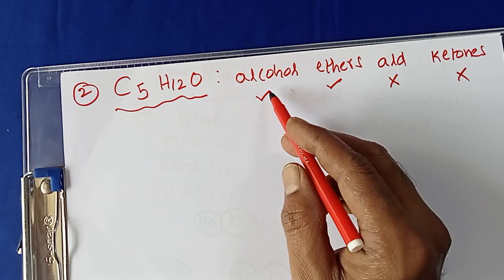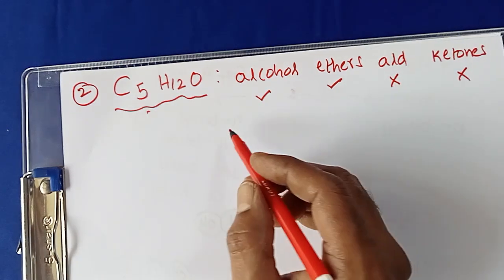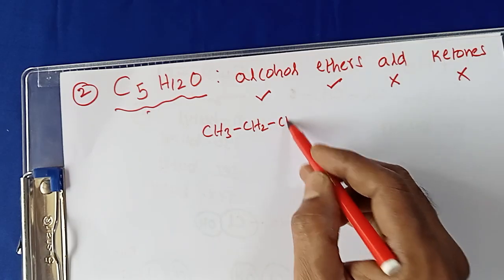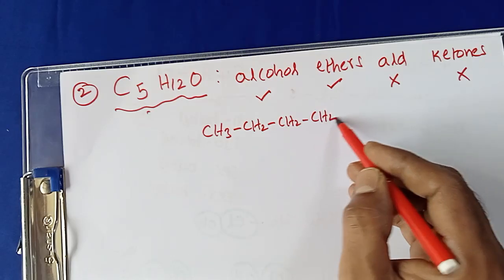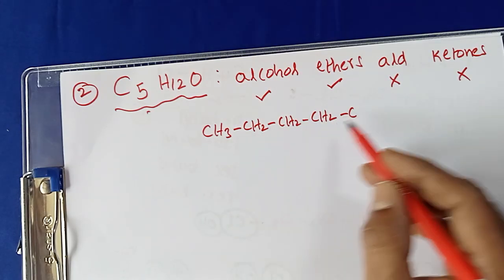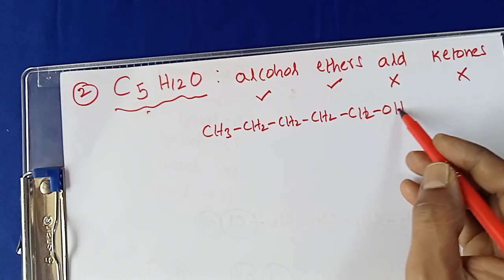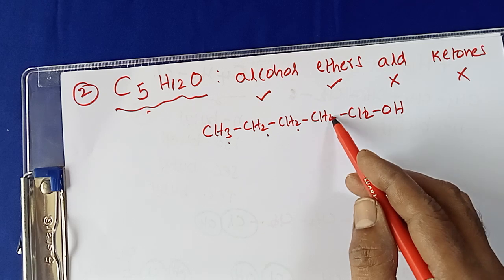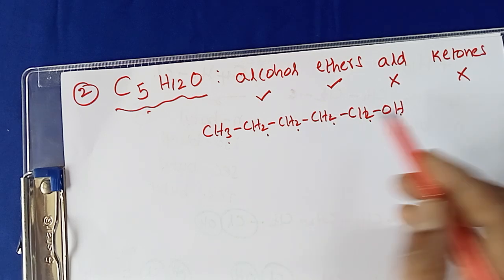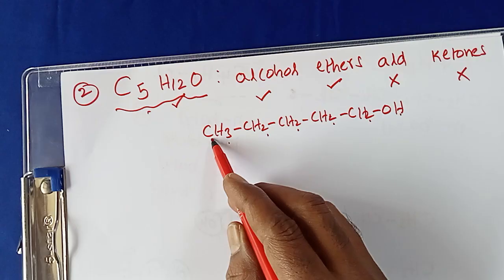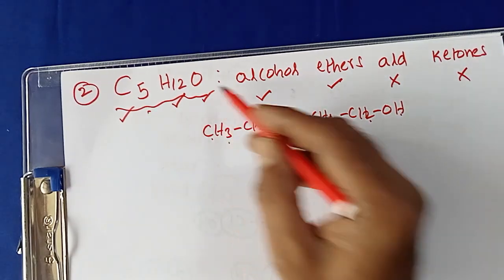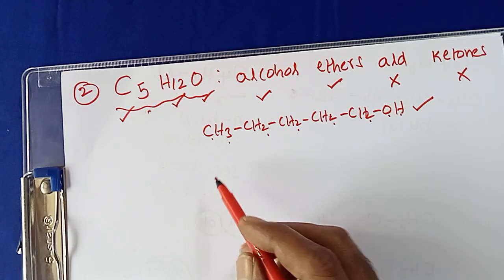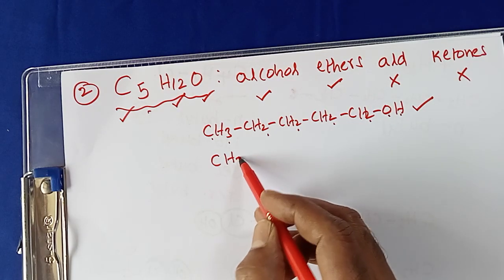You can cross check whether alcohol is possible or not. For a 5 carbon alcohol, you write down one alcohol: CH3, CH2, CH2, CH2, CH2, OH. So 3 plus 2, 5, plus 2, 7, plus 2, 9, plus 2, 11, plus 1, 12. So hydrogen is satisfied. Carbons 5, oxygen 1, that is satisfied. So alcohols are satisfied.